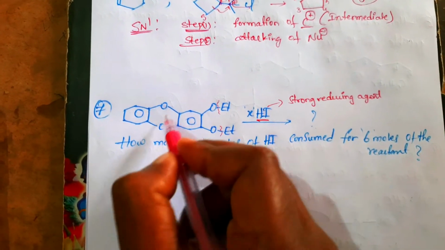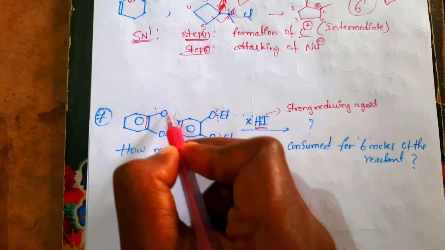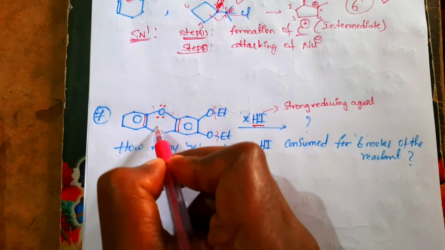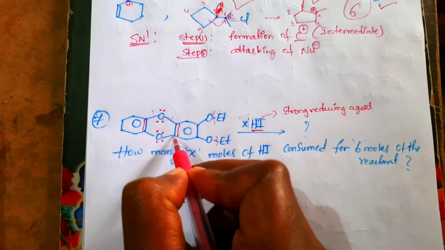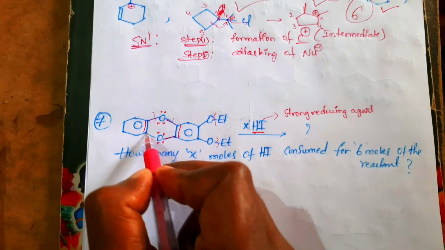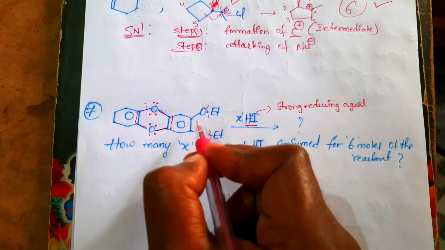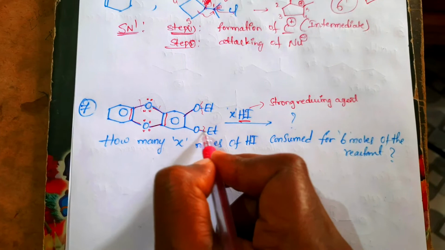Now you see in this case these bonds cannot be broken because these oxygen lone pairs are involved in the resonance. So this oxygen to benzene bond gets a partial double bond character. So for that reason these bonds cannot be broken here. Only these bonds can be broken, and also this bond is not broken here. These bonds will be broken.